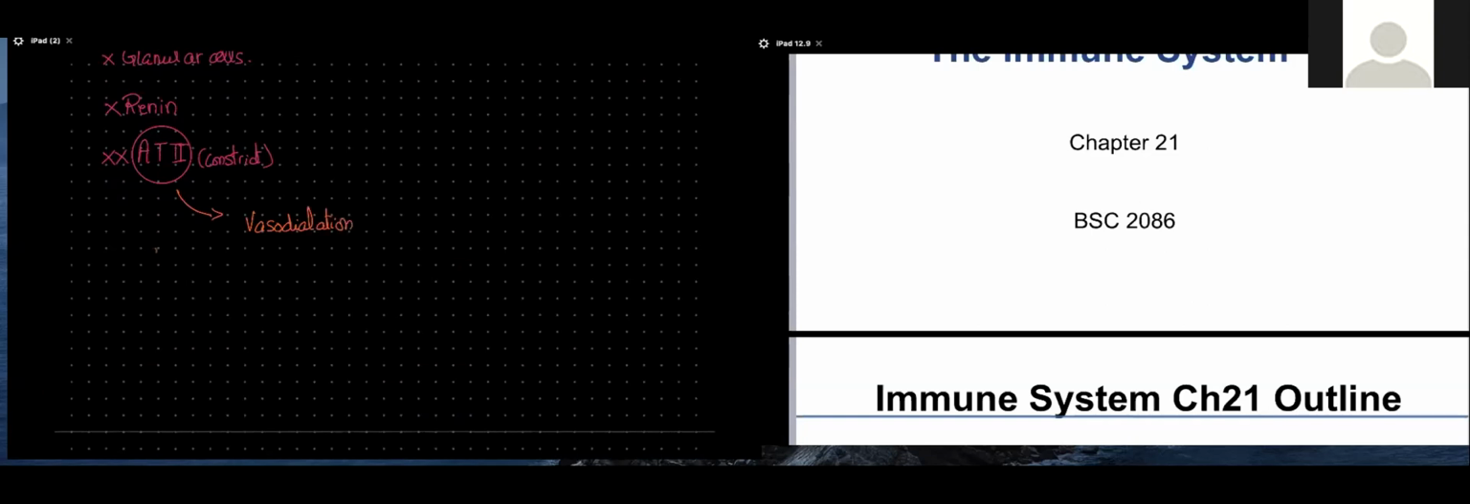You're going to dilate the vessels, and as you dilate the vessels, remember, mean arterial pressure is determined by cardiac output and the resistance. So if I did dilate the vessels, this will reduce my total peripheral resistance, and so I have a reduction in my mean arterial pressure.